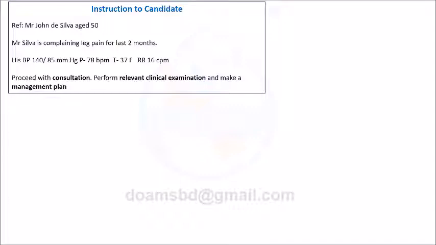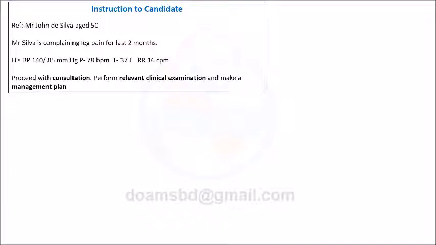Sir, but peripheral venous disease. What is not peripheral venous disease though? As you are saying the peripheral arterial disease, could it be peripheral venous disease? Leg pain? Yes, why not? It could be deep venous thrombosis.